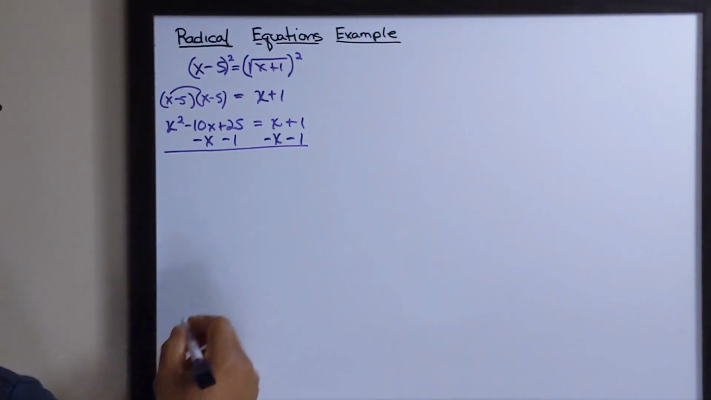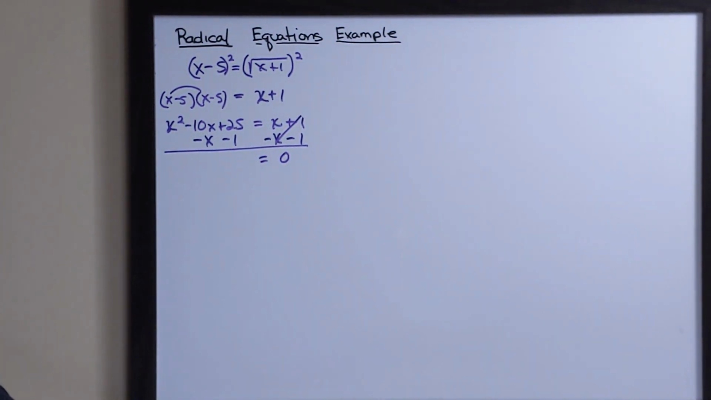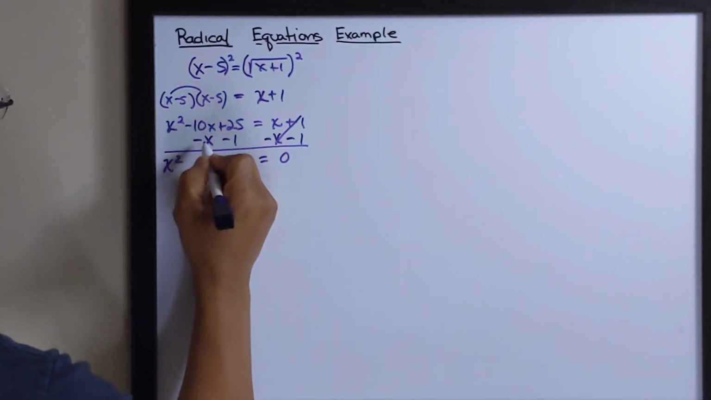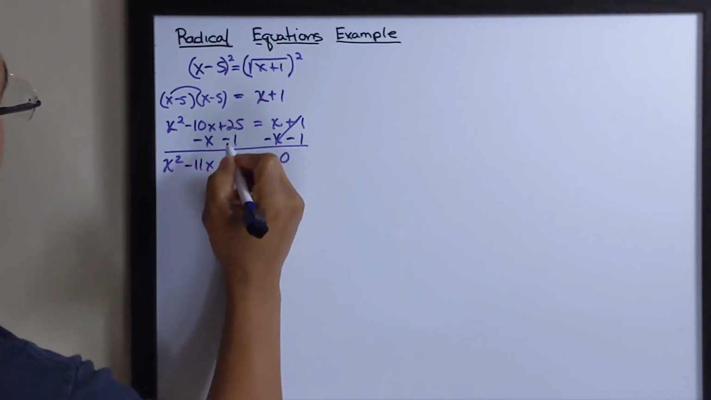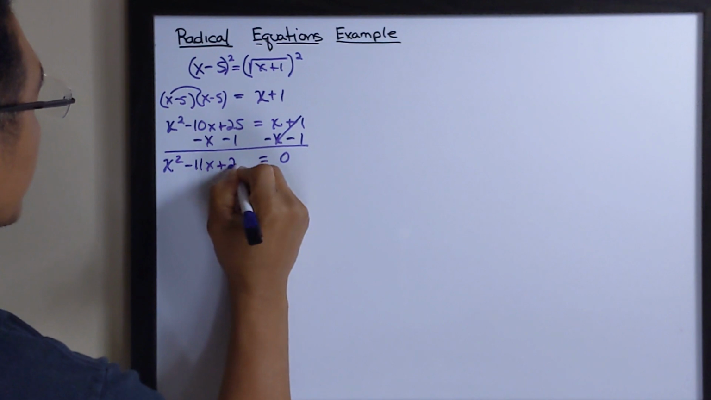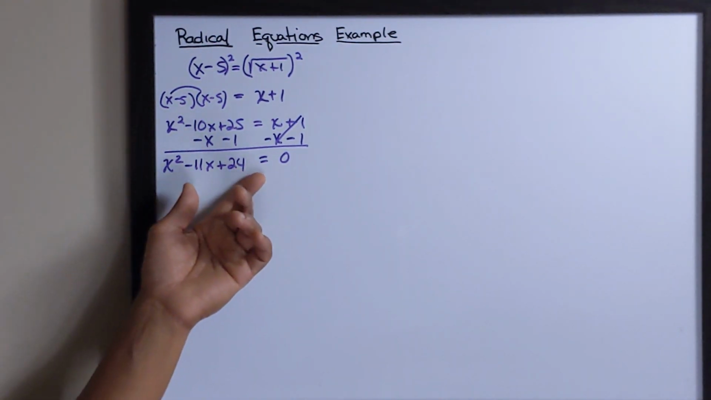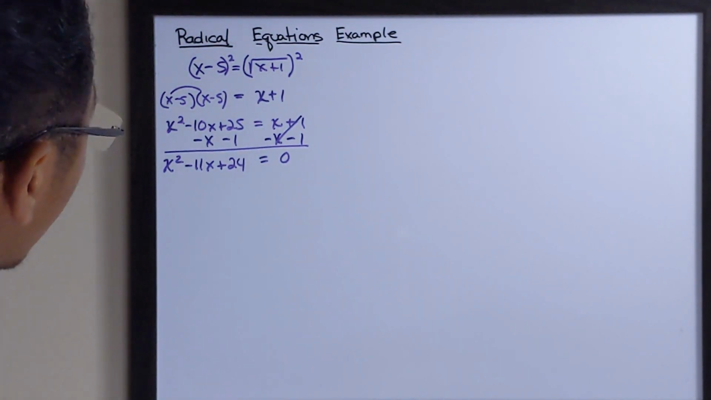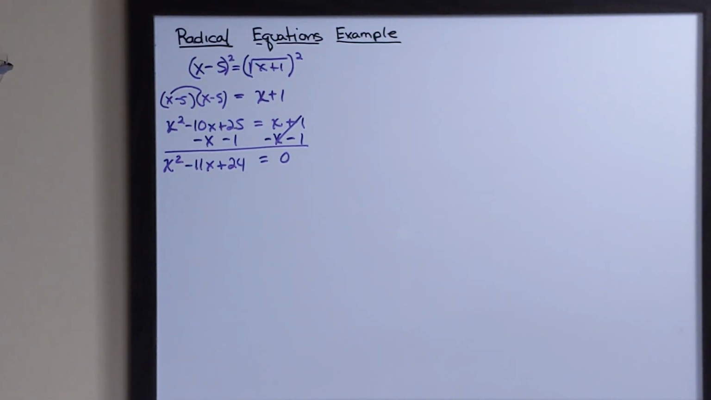And so on this side, this cancels and becomes 0. On the other side we get x squared, and negative 10 and negative 1 give you negative 11x, and then 25 minus 1 gives you plus 24. Now we end up with a quadratic equal to 0, and we're solving for x. We can either use the quadratic formula or a factoring method. I prefer to use the factoring method. I find that way easier than the quadratic formula.